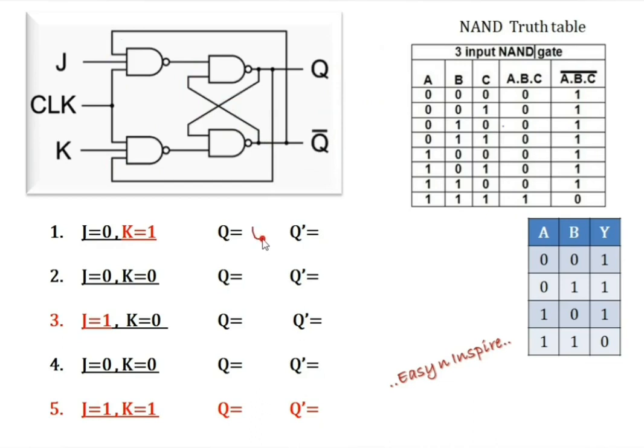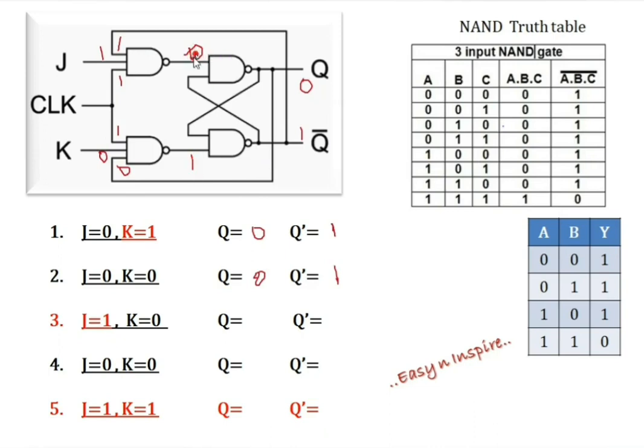Just place the values 0, 1, 0, 1. What we got, I am placing here. For this condition, previous output values are Q equal to 0, Q bar equal to 1. When clock is 1, J equal to 1, K equal to 0. I am taking this one here, and this 0 here. 1, 1, 1 to NAND gate results 0. 1, 0, 0 to NAND gate results 1.